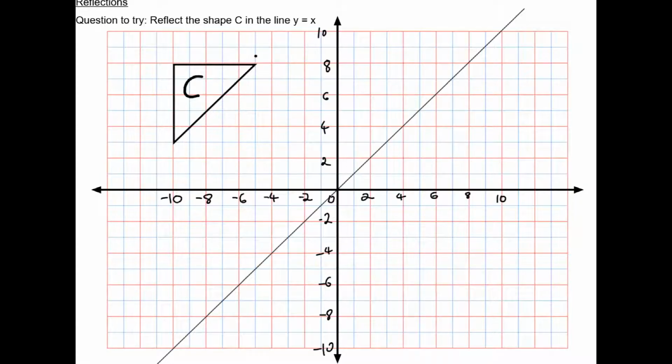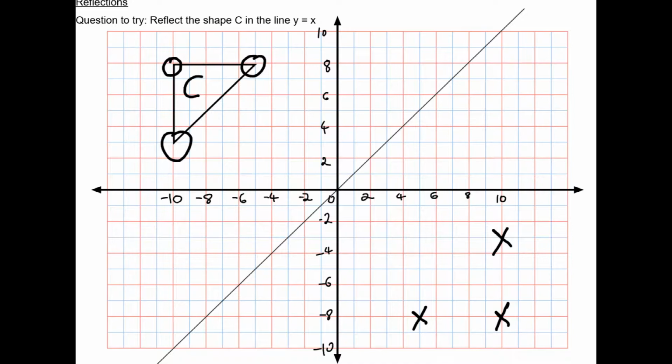To get to this point here, which is at minus 5, 8, I've gone left 5, up 8. So I need to go to the right by 5 and then down by 8. To get to this point, I've gone minus 10, 3. So I need to go to the right by 10 and down by 3. And finally, for this point here, I've gone left 10, up 8. So I need to go right 10 and then down 8.